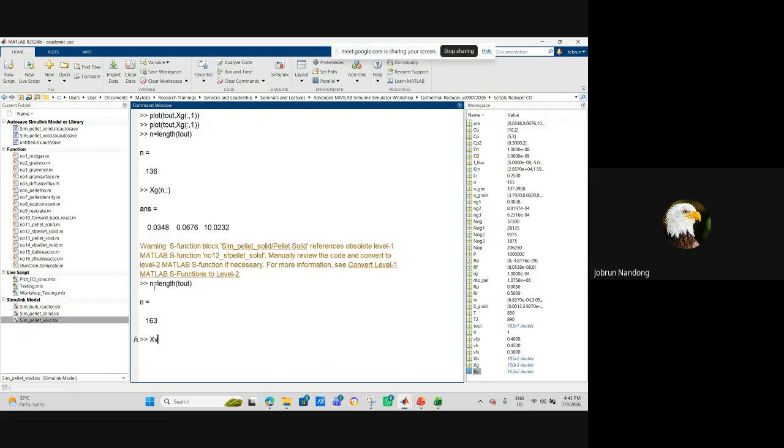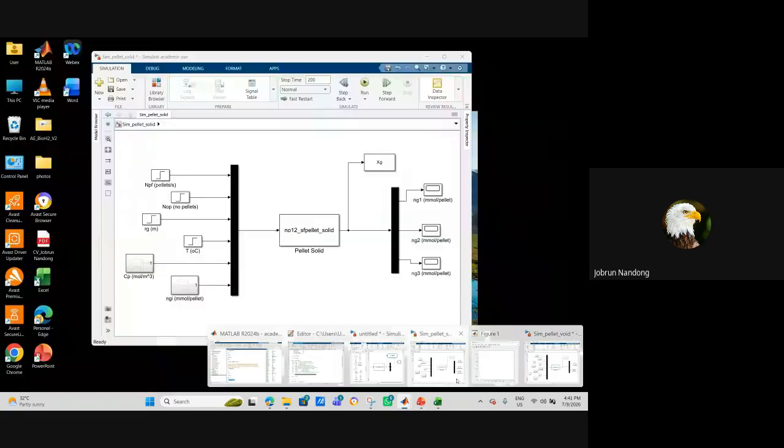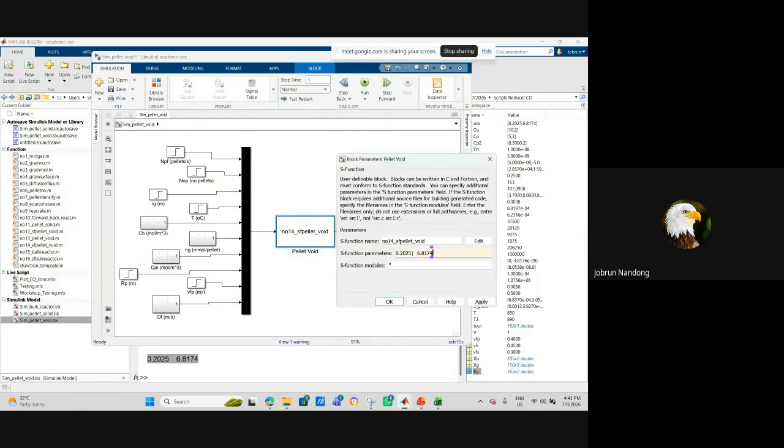So now XV at time equal to n, for all values of that, double dot, then you get the actual initial value. Copy this one. So this one is really mole per meter cube. This is the value. So now you put it there.